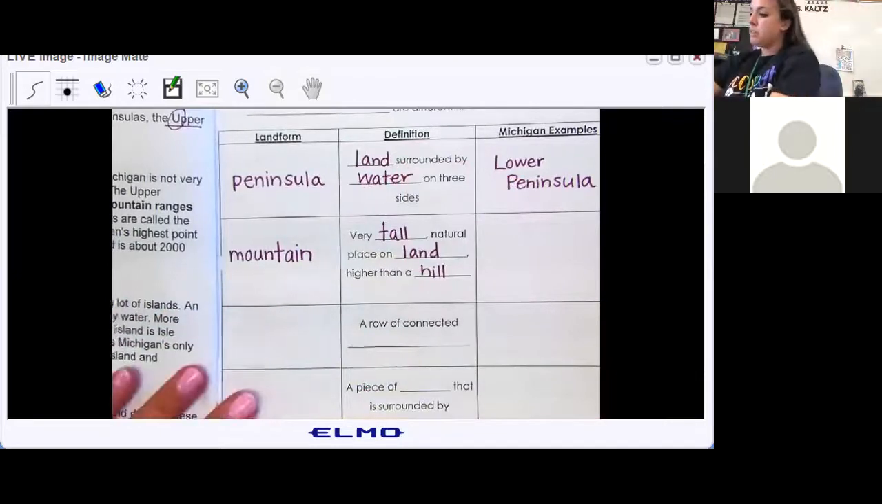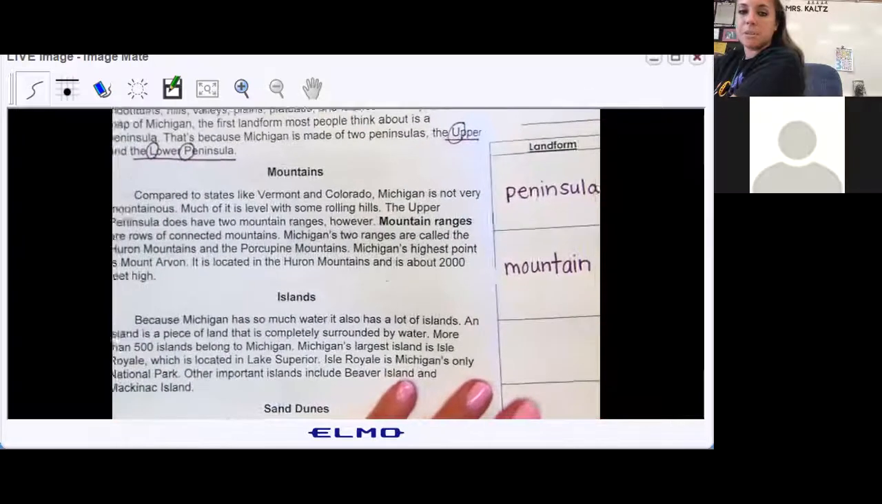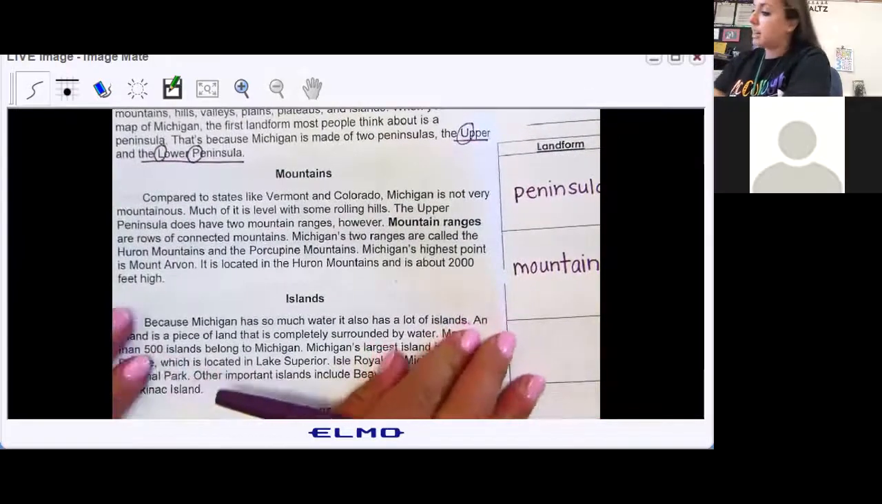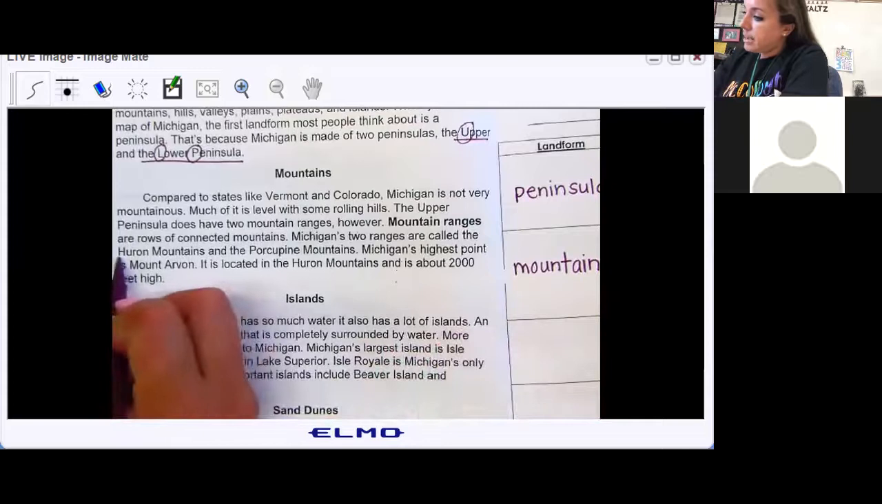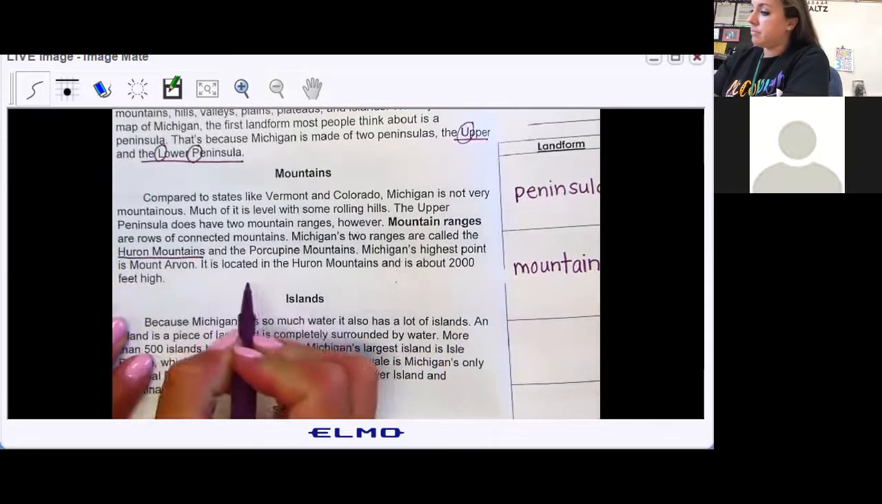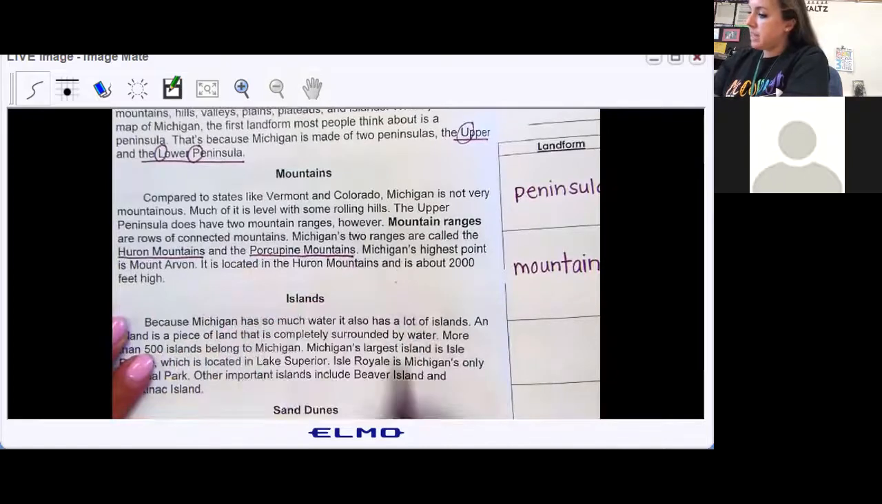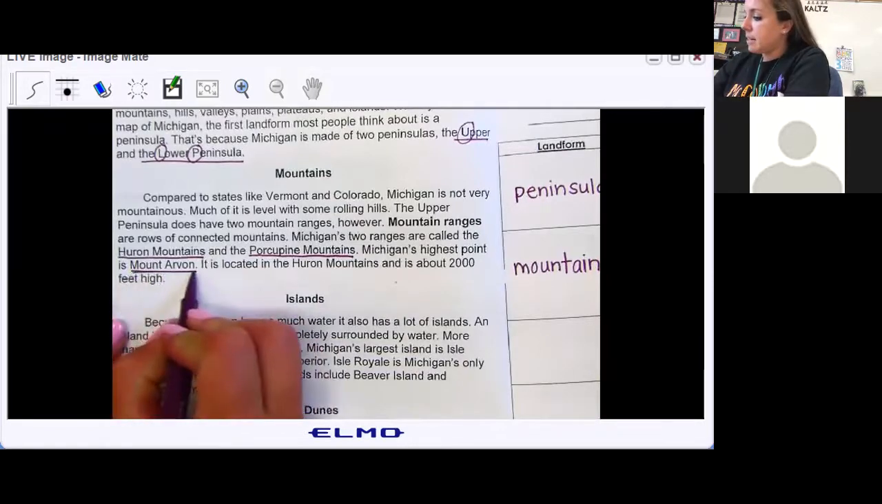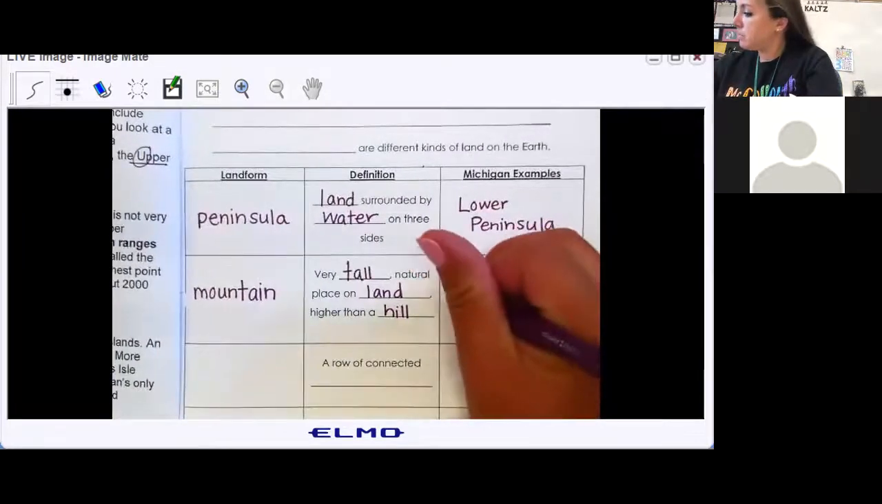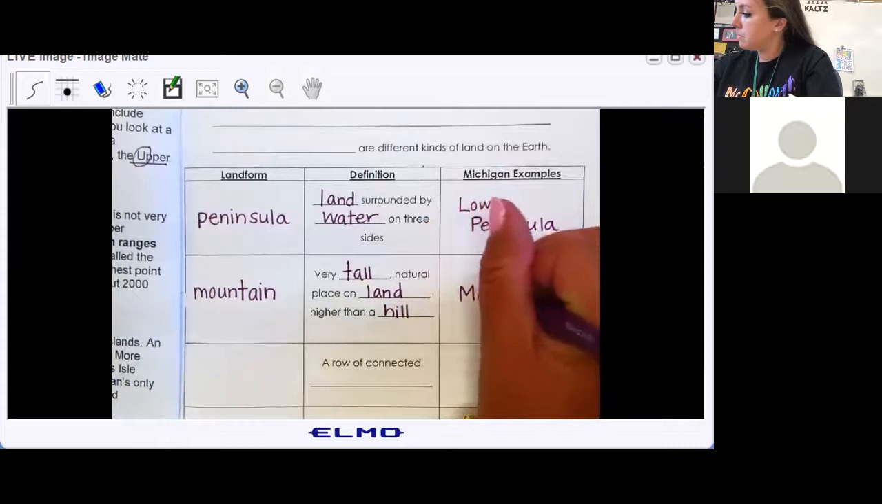Okay, now I'm going to come over and I'm going to look for some examples. There are a bunch of examples here. The Huron Mountains, the Porcupine Mountains, and Mount Arvon. Since I'm just doing one mountain, I'm going to write this for my example, but any of those would do. So Mount Arvon.